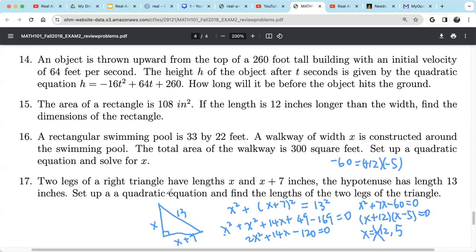And we want to find the length of each one. So x equals 5, and x plus 7 is 5 plus 7, which equals 12. Indeed, 5, 12, 13 is called a Pythagorean triple. All right, that's it. So we have finished the review for exam 2.